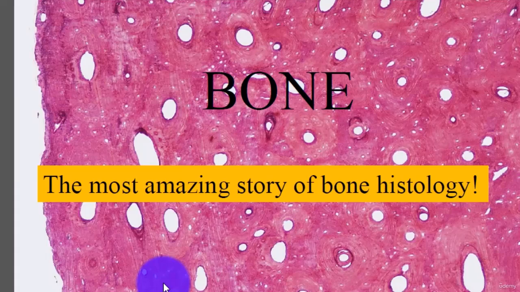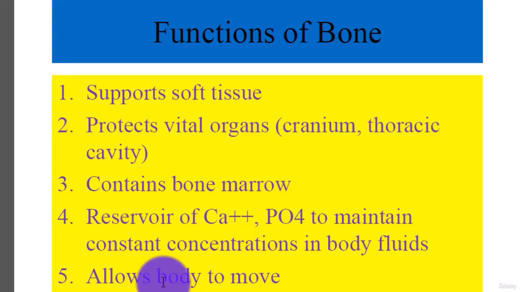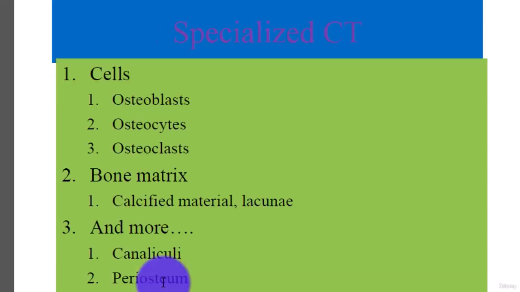Bone, the most amazing story of bone histology. Function of bone: support of soft tissue, protect vital organs such as the cranium and thoracic cavity, contain bone marrow, reservoir of calcium and phosphorus to maintain constant concentration in body fluid, allows body to move. Specialized connective tissue cells: osteoblast, osteocyte, osteoclast, bone matrix, calcified matrix, lacunae, canaliculi, periosteum, endosteum.